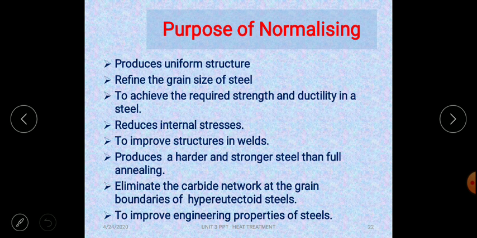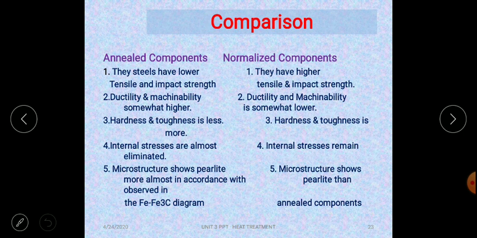So what is the purpose again? It produces a uniform crystal structure, it refines the grain size, it achieves the required strength and ductility in the steel, it reduces the internal stresses, it improves the structures of welds, it produces a harder and stronger steel than full annealing, it eliminates the carbide network at the grain boundaries of hypereutectoid steel, and it improves the different engineering properties.